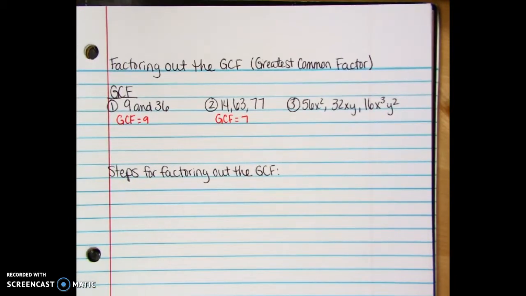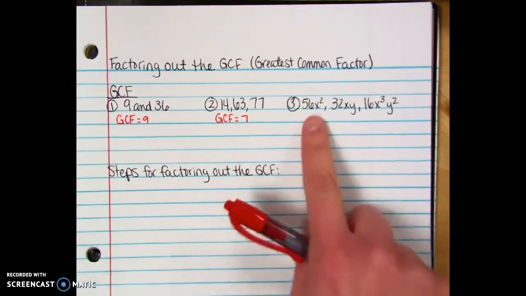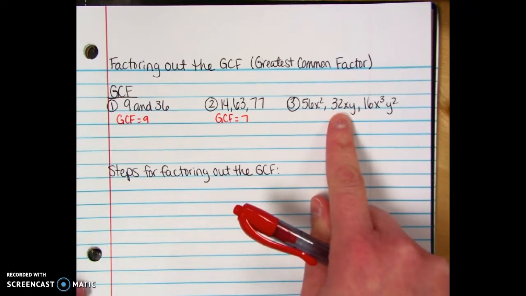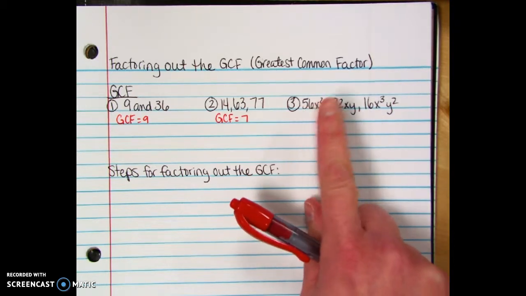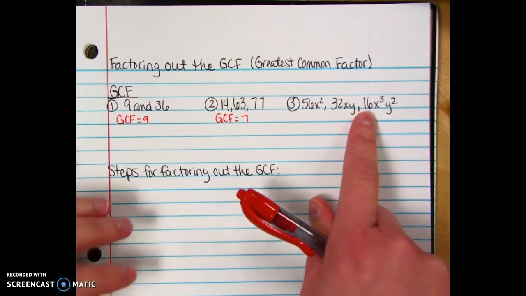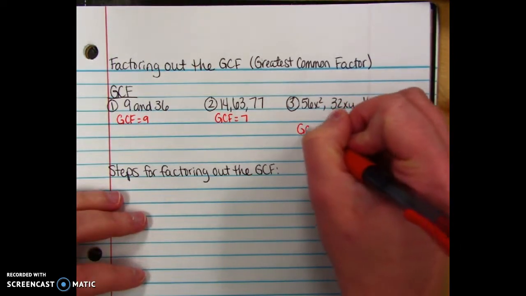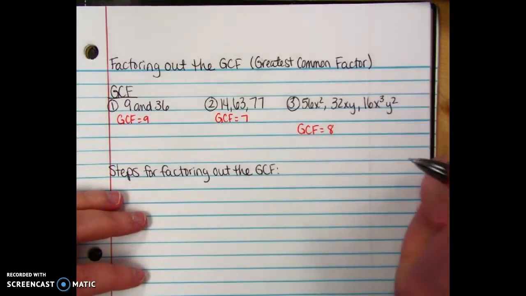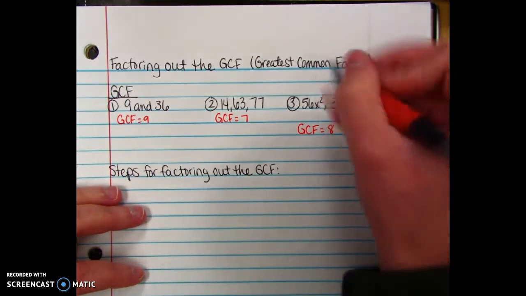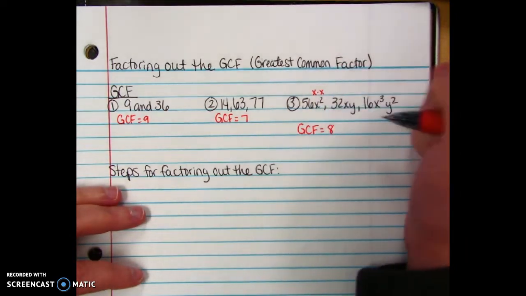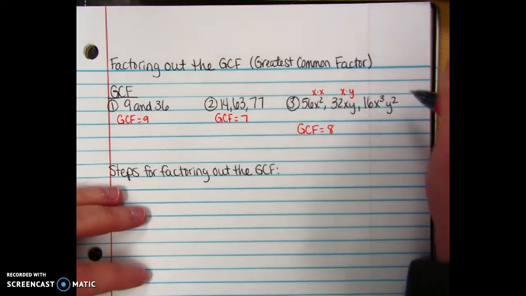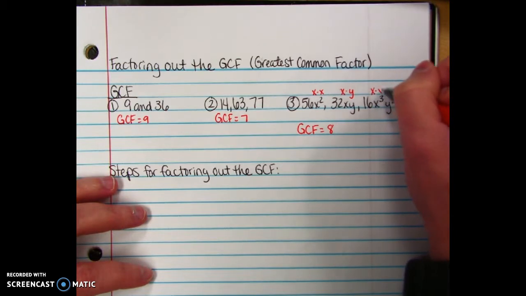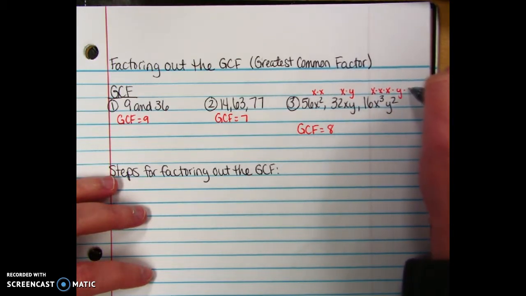So here we are. Number 3, I have 56x squared, 32xy, and 16x cubed y squared. Now, the GCF is also going to have a variable in it. So the GCF of 56, 32, and 16 is 8. But then if you look at the variables, x squared is x times x, xy is x times y, and x cubed y squared is x times x times x times y times y.